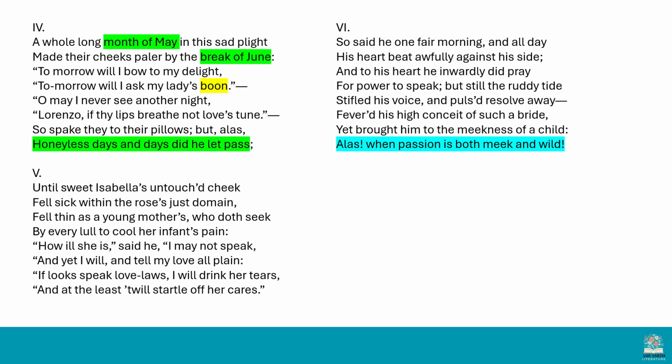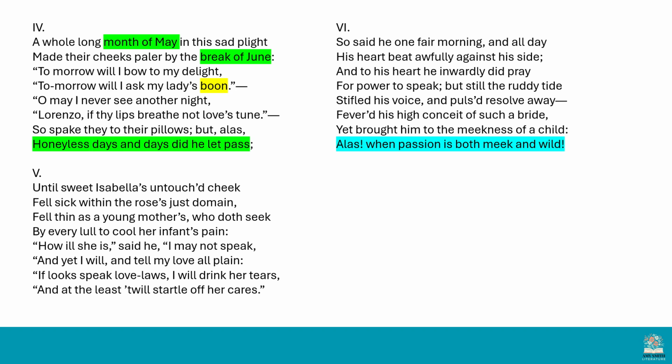Tomorrow will I boon to my delight. Tomorrow will I ask my lady's boon. So this is Lorenzo psyching himself up. He's going to tell Isabella that he's in love with her. Boon is a blessing, in case you don't know that. Oh, may I never see another night, Lorenzo, if thy lips breathe not love's tune. So this is Isabella psyching herself up to speak to Lorenzo.